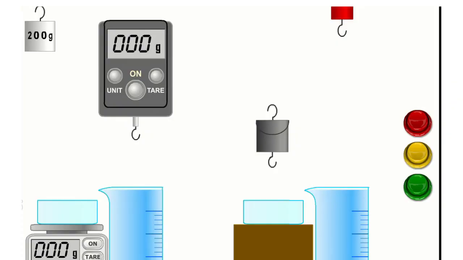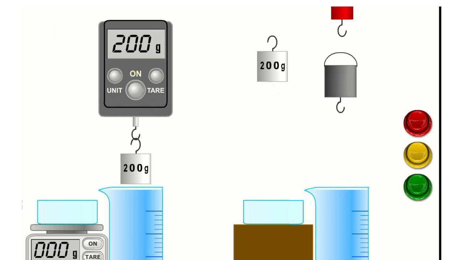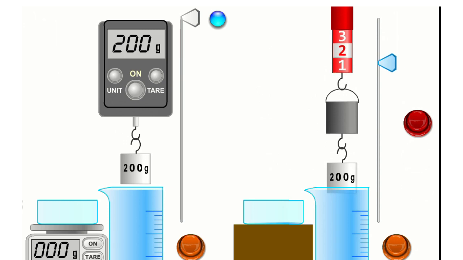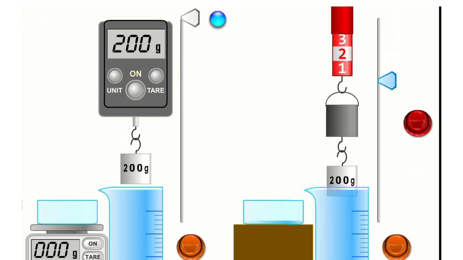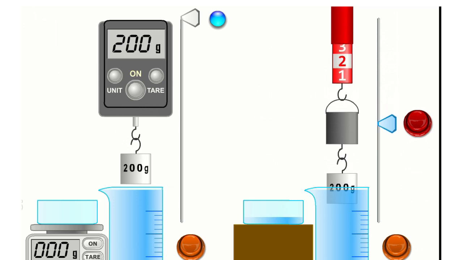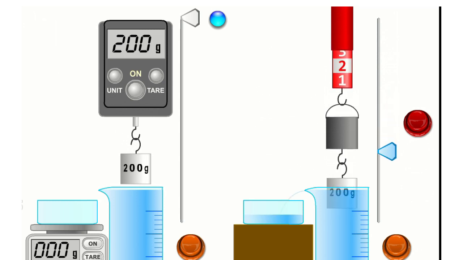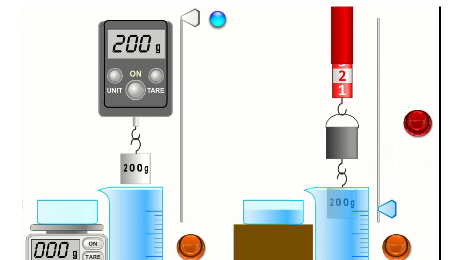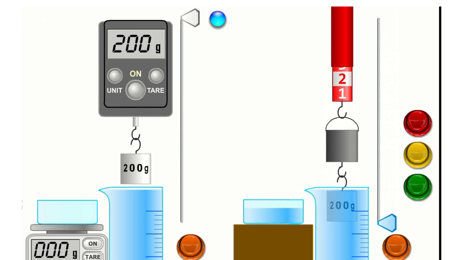Now we perform a simple activity to demonstrate the Archimedes principle. We take a body of mass 200 grams and attach an empty bucket to it, and measure the weight by means of a spring balance, which is 3 newtons. Now we slowly dip the body in the beaker filled with water. You see, as the body sinks, its weight decreases. And when the body goes completely underwater, its weight decreases nearly to 2 newtons.